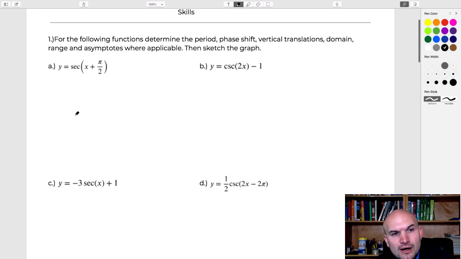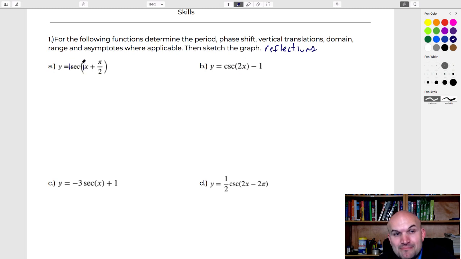All right, for the secant, we need to find the period, the phase shift, vertical translations, domain, range, and asymptotes where applicable. And obviously these all have asymptotes, but they don't all have phase shifts. They don't all have vertical translations. So if they don't have something like that, then I'm just going to leave that out. All right, and I did forget to add in reflections, so we are going to want to include that as well.